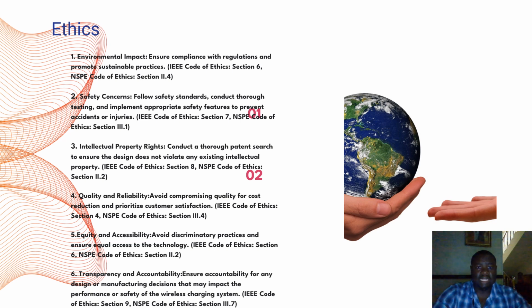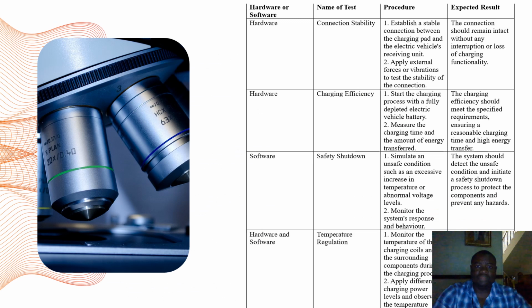So the second one, we have to look at the safety concerns. Safety is very important in any design. I think it is the first thing one should think of before starting any kind of project design. Then quality and reliability, equity and accessibility. Finally, transparency and accountability.